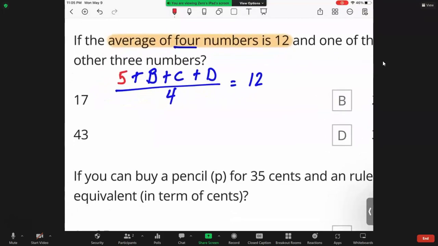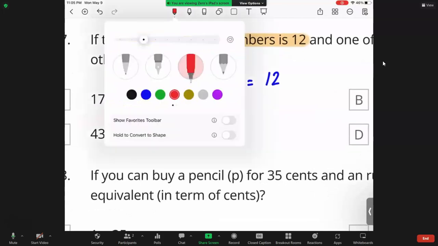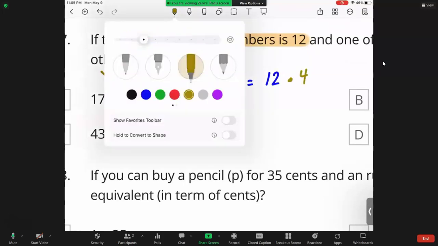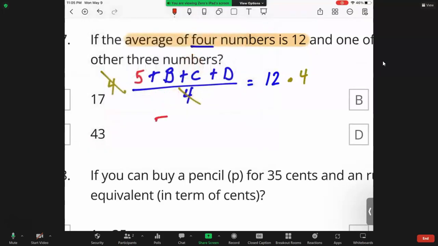Okay. Now I'll start solving this. I'm going to times 4 to both sides. I want to cancel the 4s. Right? So then what we have left over, we have 5 plus B plus C plus D equals 12 times 4, and 12 times 4 is 48.